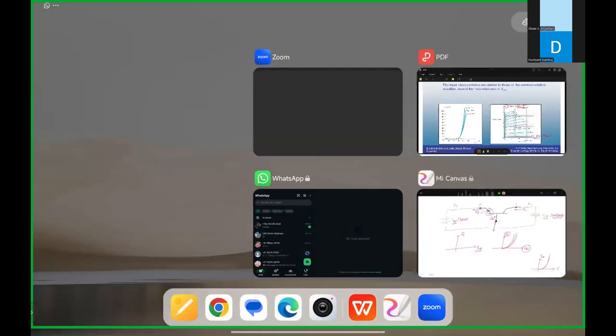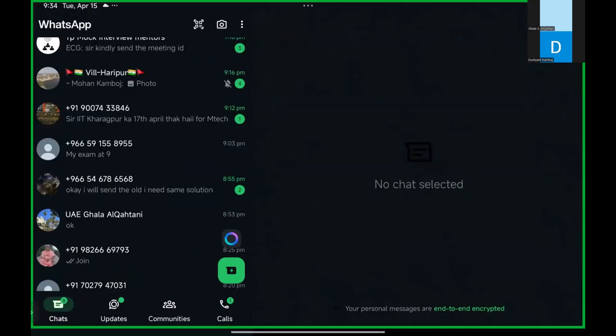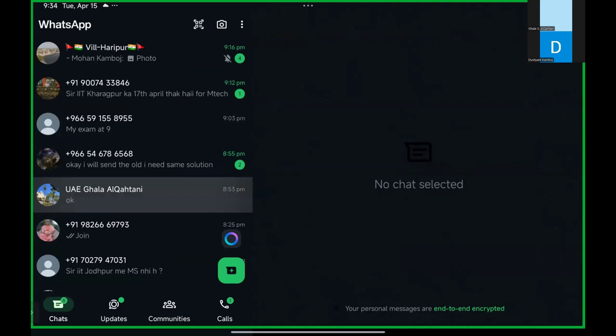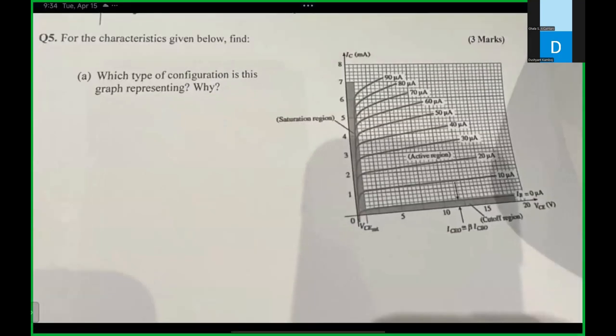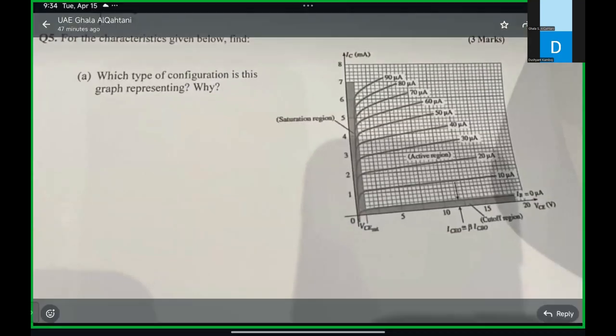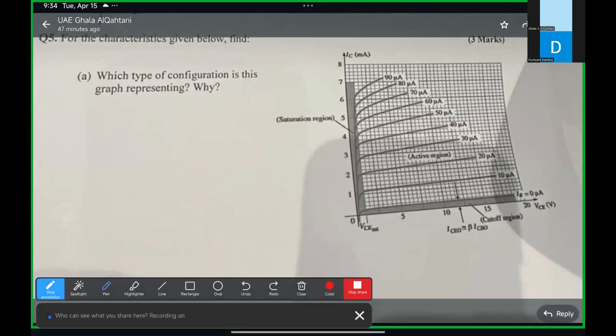Can you tell me which configuration is this one? So input is IB, output is IC. We still have the common base. Check it again. Input is IB, the output is IC. Sorry, the emitter. So this is the common emitter configuration, right? Yes.